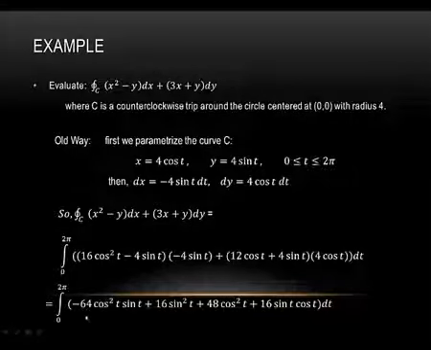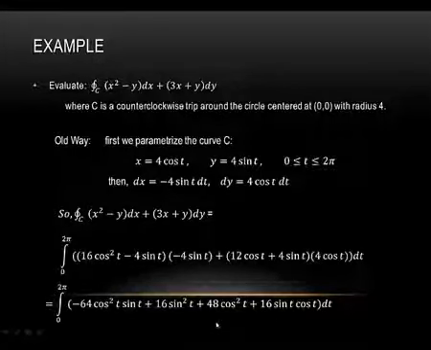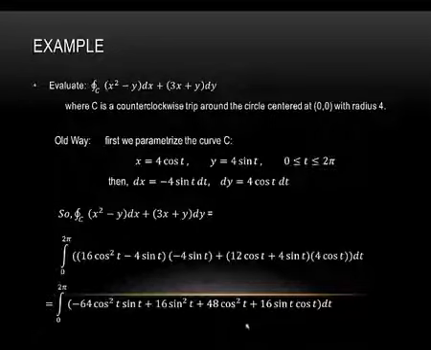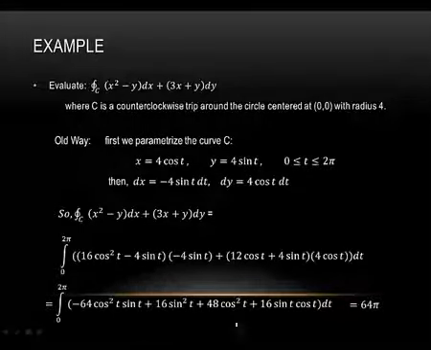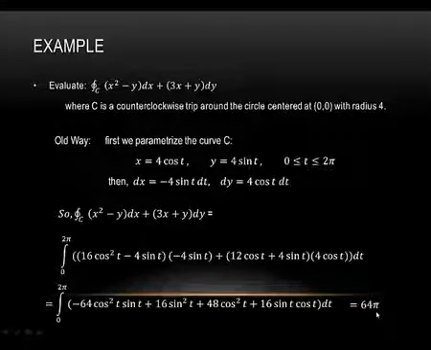If I simplify that a little bit, I get this integral, negative 64 cosine squared t times sine t plus 16 sine squared t plus 48 cosine squared t plus 16 sine t cosine t. And I would integrate all of this with respect to t, and I would evaluate from 0 to 2 pi. I will leave this for you to do as an exercise, and it's probably going to take you quite a long time because this is a tough one. And if you do that, you should get 64 pi. I'll be honest, I used Mathematica and cheated a little bit. But anyway, this is something you can do. You just have to use some of your trig identities. You will get 64 pi.